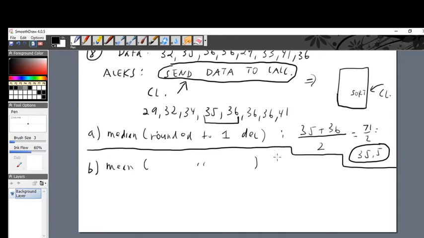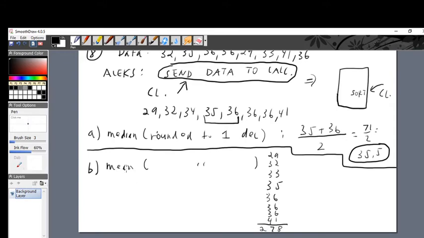Now with the mean, we have to take all the data items, which are 29, 32, 33, and you do this on your calculator. 33, 35, add them all up. 35, 3 36s, 36, 36, 36, 3 of them, then a 41. Add them all up, and if I got it correct, it's 278.